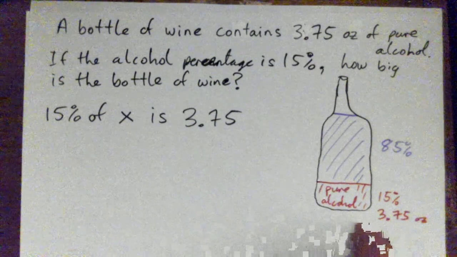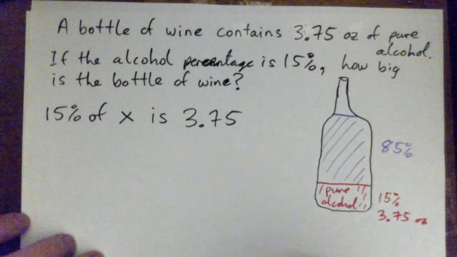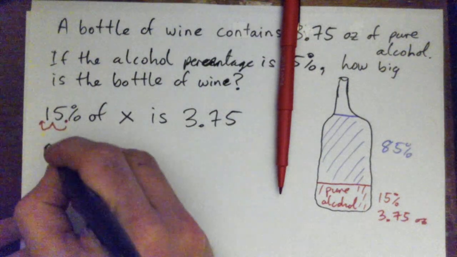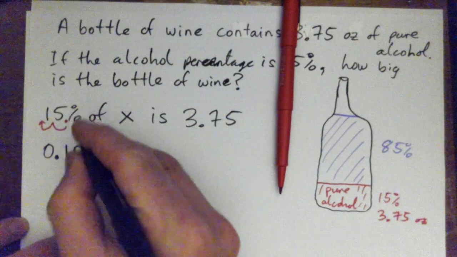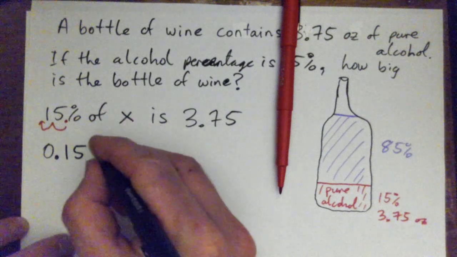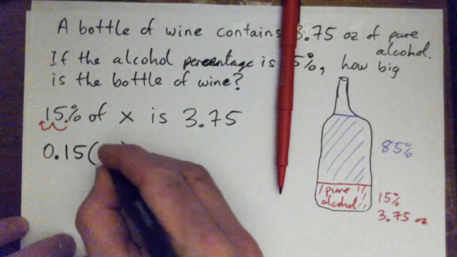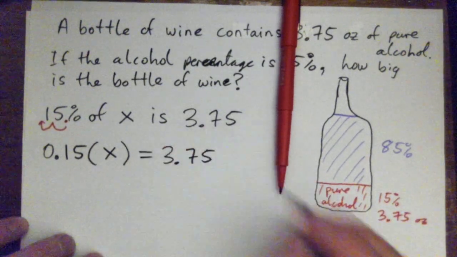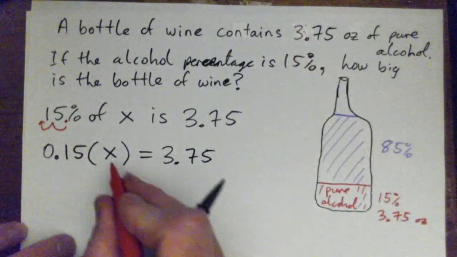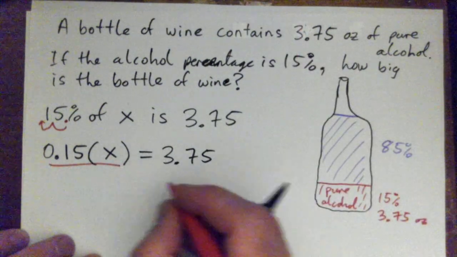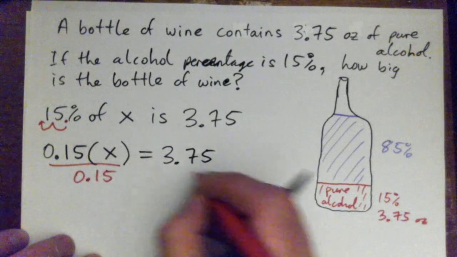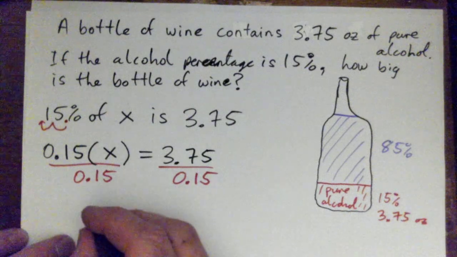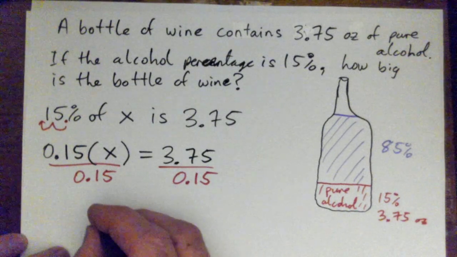Right, so turning 15% into a decimal, we move the decimal point 2 spots to the left and that becomes 0.15. So 15% becomes 0.15. Of means multiply. And then multiplied by X equals 3.75. Okay with that? And then to get X on its own, we divide both sides by 0.15. Okay with that? And so we show that X equals whatever it is.